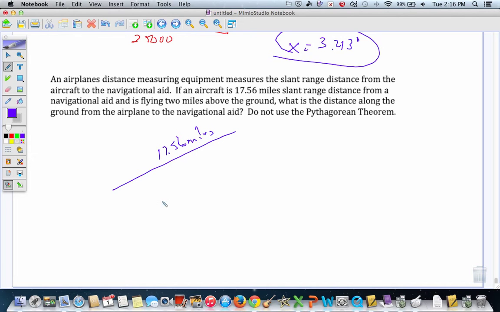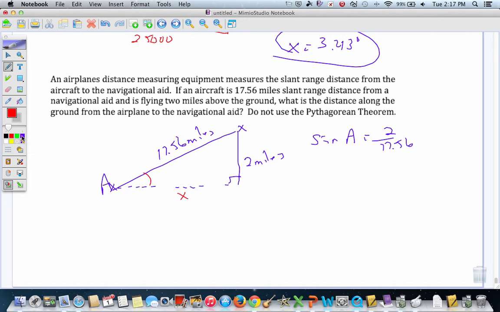First statement back here, our aircraft is 17.56 miles slant range distance from our navigational aid. Navigational aid here, airplane here. Next statement says our aircraft is 2 miles above the ground. So if we were to draw a horizontal line over here, that would make our right angle. Since we're not going to use the Pythagorean theorem, let's label this as angle A. We'll find angle A first by saying the sine of angle A is 2 over 17.56.